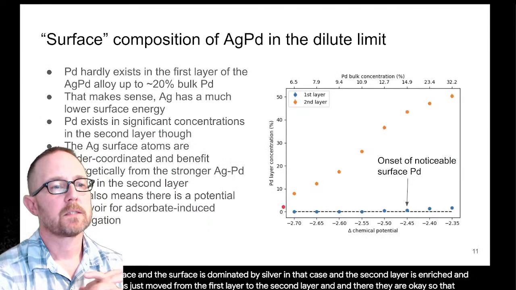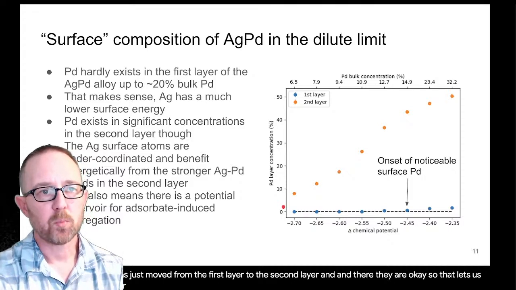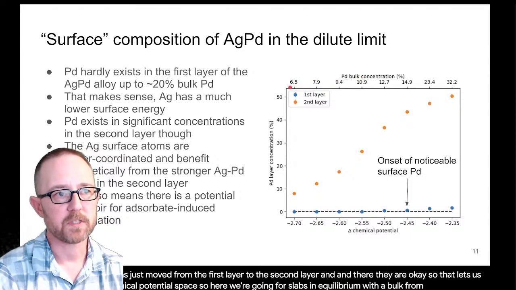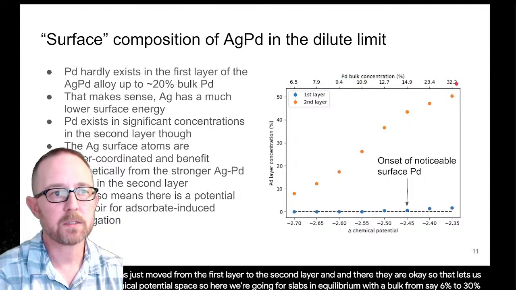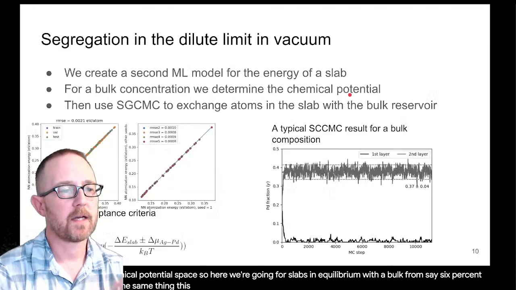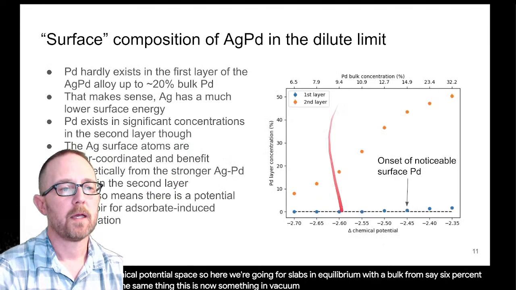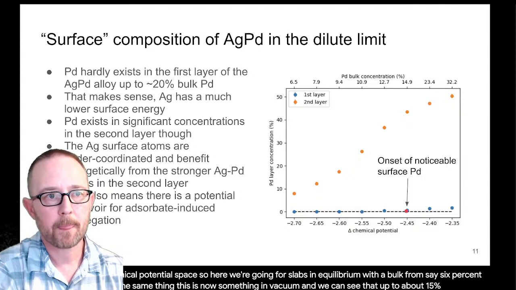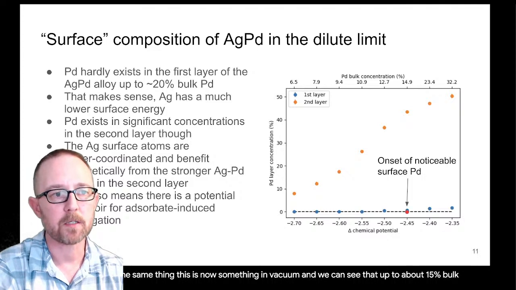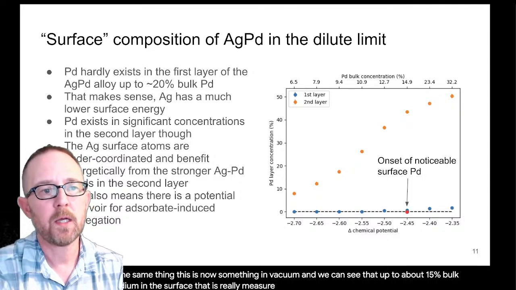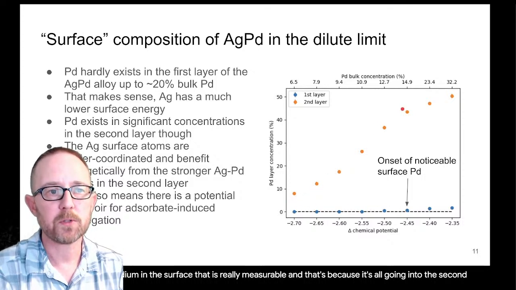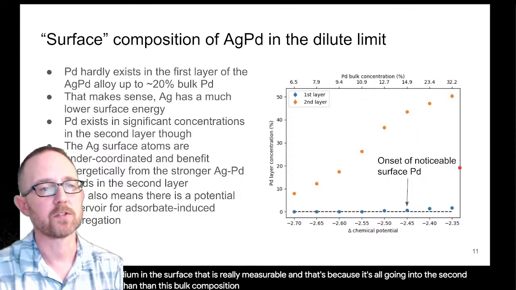Okay, so that lets us now map over some chemical potential space. So here we're going for slabs in equilibrium with a bulk from, say, 6% to 32%. And we do the same thing. This is now something in vacuum. And we can see that up to about 15% bulk palladium, we see no palladium in the surface that is really measurable. And that's because it's all going into the second layer. And the second layer is quite rich in palladium, much richer than this bulk composition as a result.